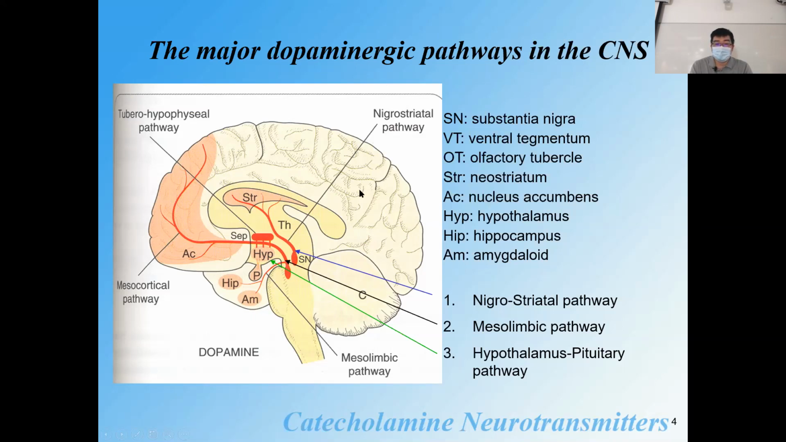Okay. Particularly the frontal cortex, nucleus accumbens and the striatum are related to addictions. So that's the reason why this pathway is related to addictions. And some people are more prone to addiction, so it might be because of differences in the connection pathway. So the nigrostriatal pathway, the mesolimbic pathway, and also the hypothalamus pituitary pathway as well.